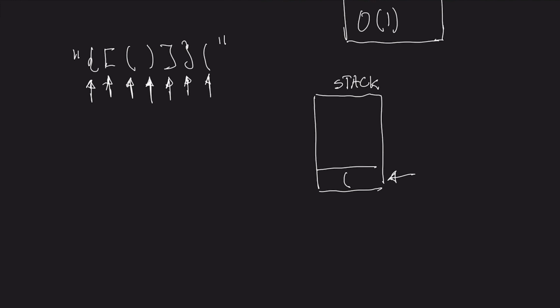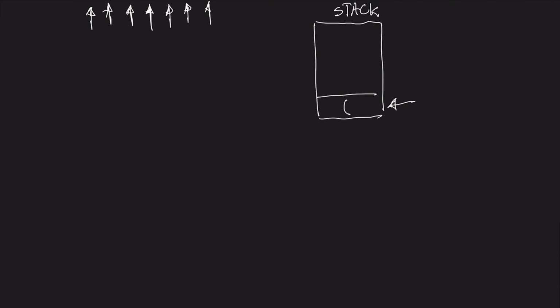So at the end of our algorithm, what we also have to do is to check if at the end the stack is empty. And if it's not empty, like in this case, that would indicate that our string is invalid. And that's the idea for this solution.